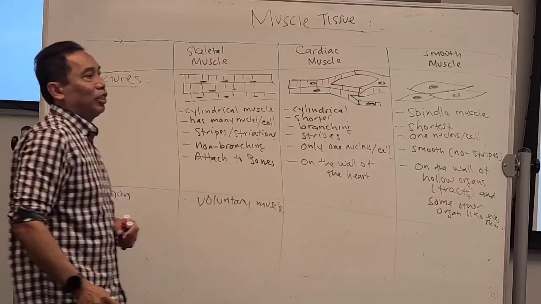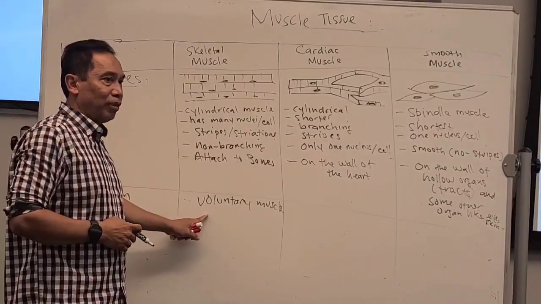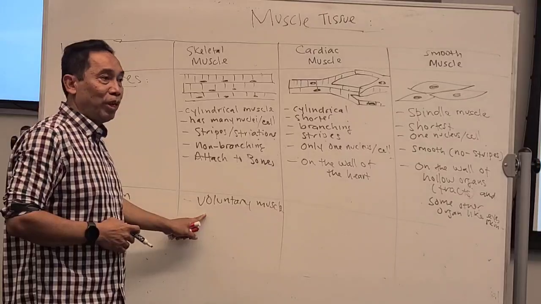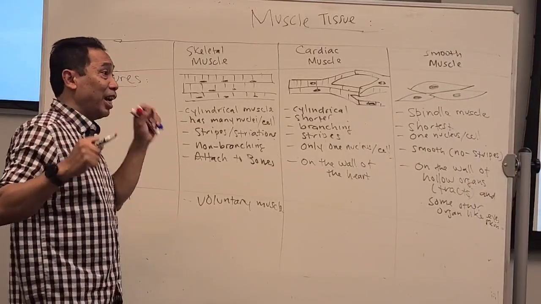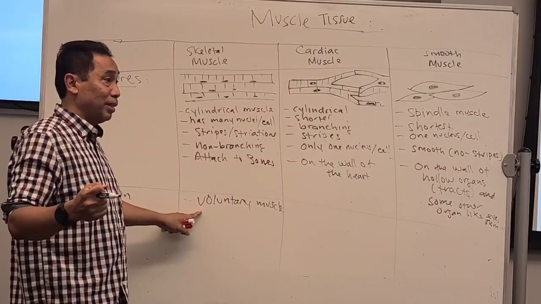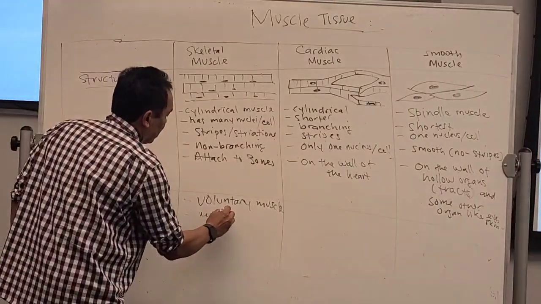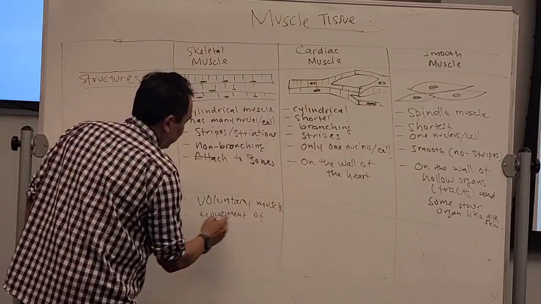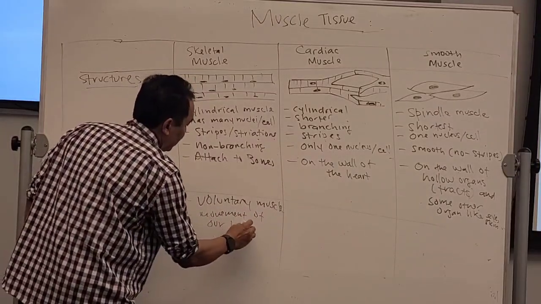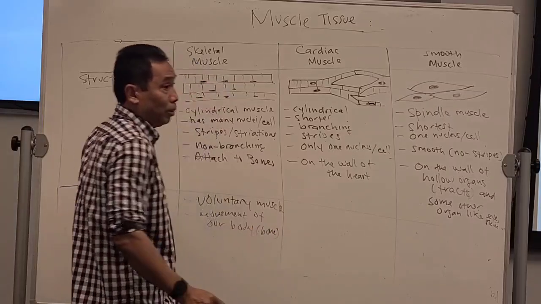Okay? This means that you move your body voluntarily. What does voluntarily mean? If you wish, you can do it. Okay? It is under your control. That's voluntary muscle. Okay? This is for movement of our body, especially our bone. It actually moves the bone, the skeleton.